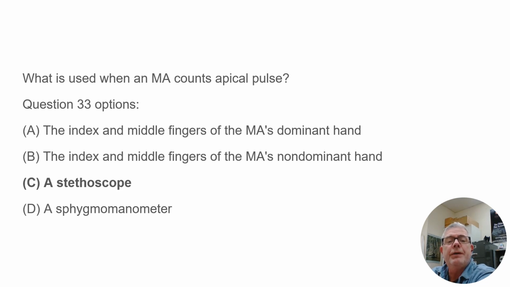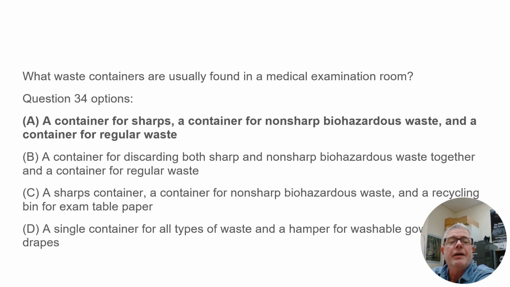What is used when a medical assistant counts an apical pulse? To count an apical pulse, a stethoscope is used, and it's usually used on an infant because infants' heart rates are usually too fast to really count by palpation or by feeling. What waste containers are usually found in a medical examination room? That would be a container for sharps, a container for non-sharp biohazardous waste, and a container for regular waste.